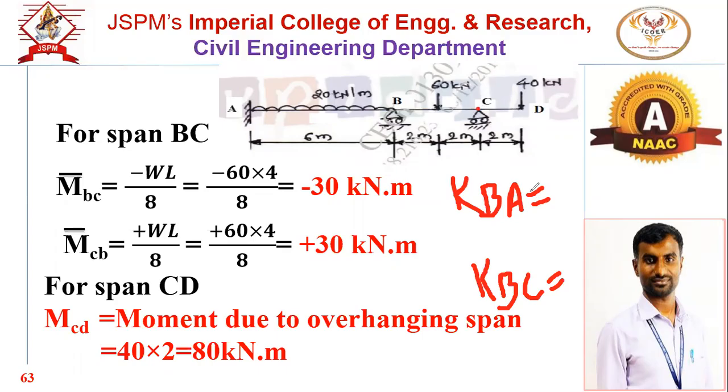Now what is the relative stiffness of BA? Relative stiffness of BA member. I by L. As far end A is fixed. Yes, correct. Very good. I by L. Now tell me, what is the relative stiffness of BC member?